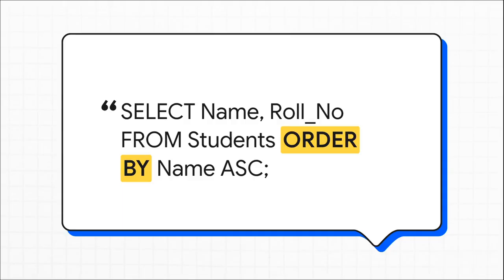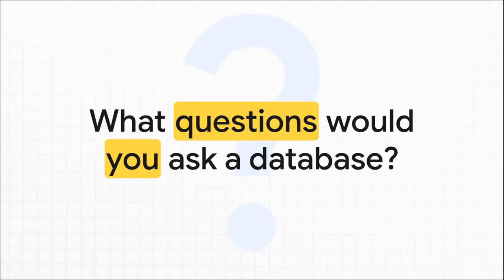Select name, roll underscore no from students. See what's different? This time we're only asking for two specific columns, but the really important part is at the end, order by name ASC. This will give us a perfectly neat list of student names and their roll numbers, all sorted alphabetically by their name. And that brings us to the end of our foundational tour of SQL.